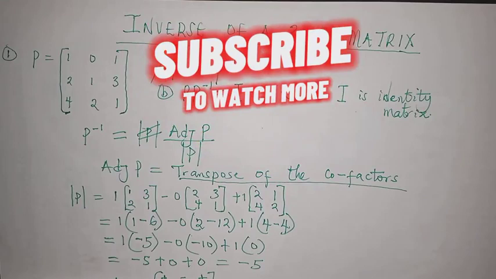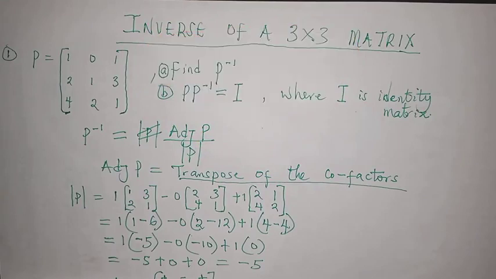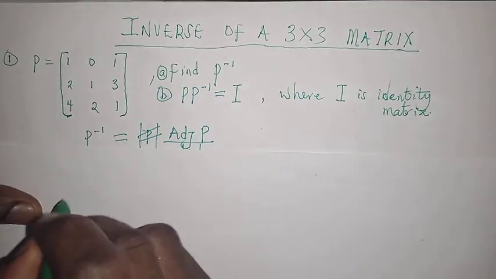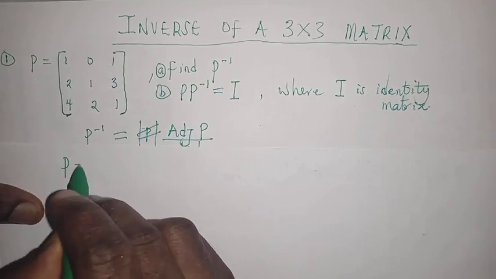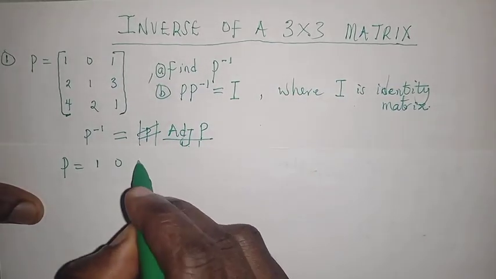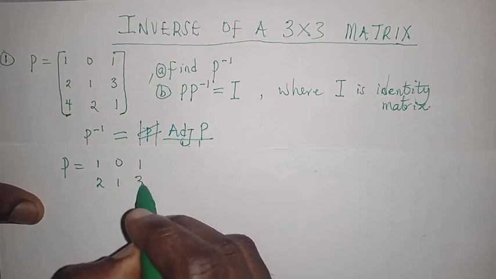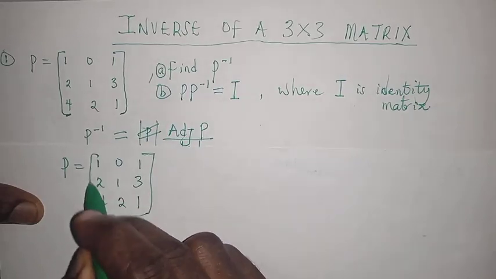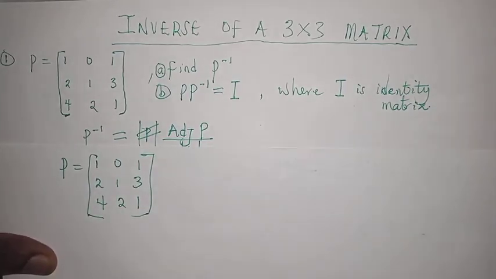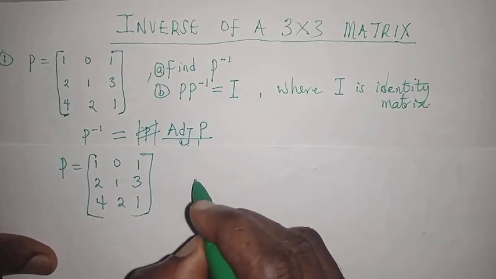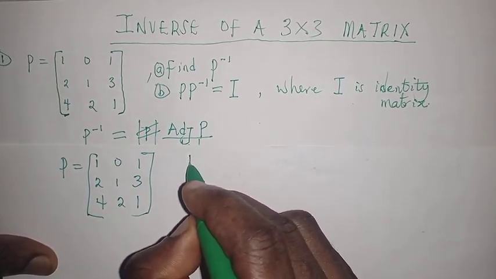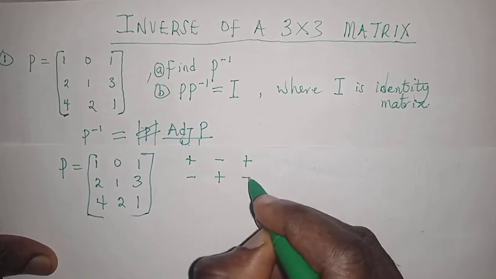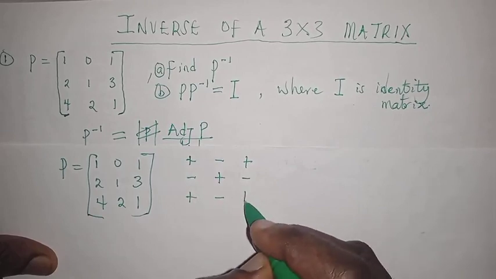So next we're going to look for the cofactors of matrix P. Let me rewrite it. We have matrix P here: 1, 0, 1, 2, 1, 3, 4, 2, 1. Now, for cofactors, they need to be represented in this form. We have plus, minus, plus, minus, plus, minus, plus, minus, plus.